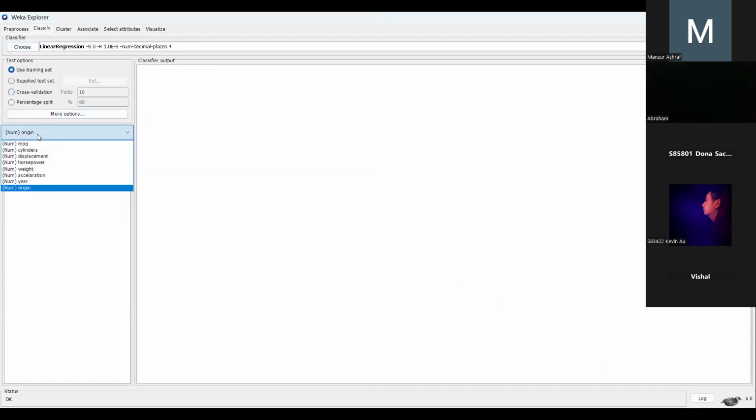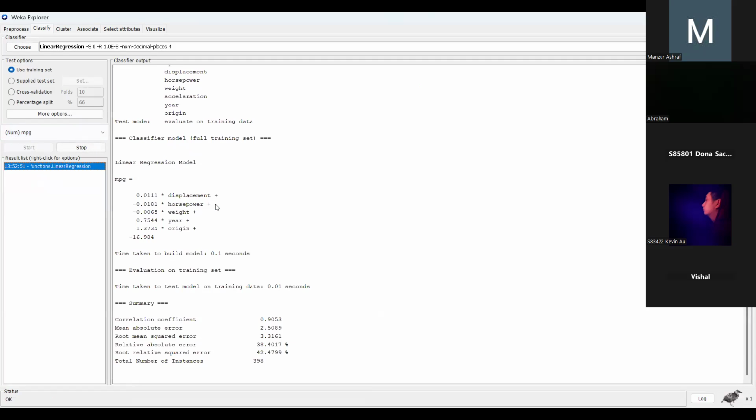And now this one is the MPG I would like to do. So can you see in the column that number? So you can predict any of these. So I just select the MPG and start. So this is the equation. You can see that, right? This is one equation of predicting the MPG.